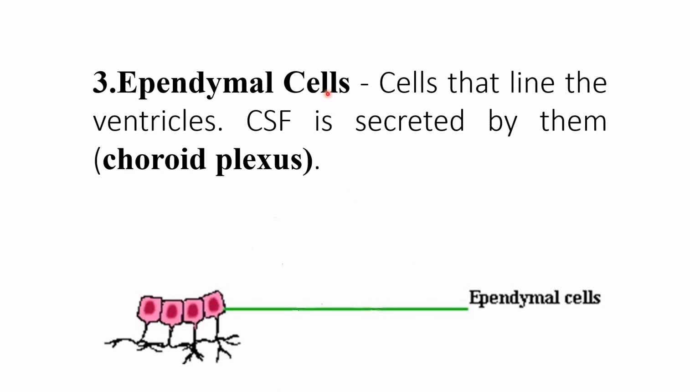Third one is ependymal cells. These are the cells that lie in the ventricle. They produce CSF or cerebrospinal fluid. This is the structure of ependymal cells. This also you have to draw.